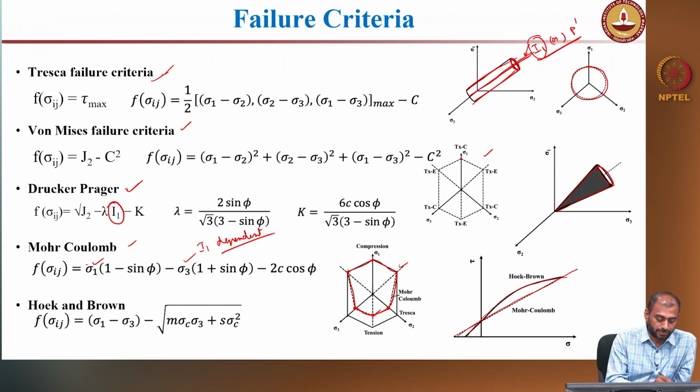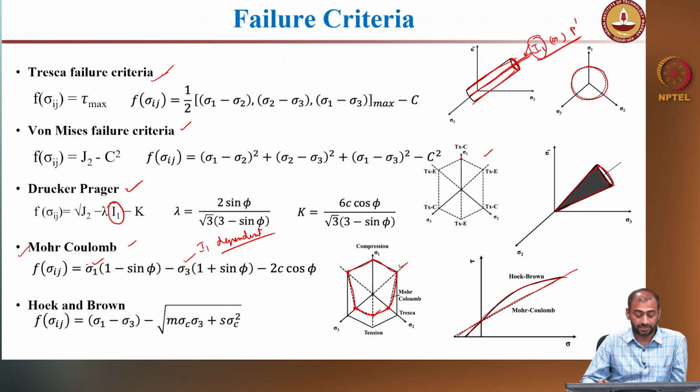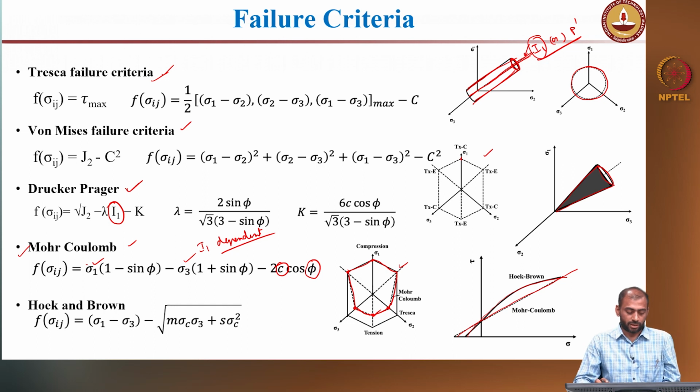So, again, you all know that the Mohr-Coulomb failure criteria is commonly and extensively used in solving many boundary value problems because of its simplicity. You need to know only two parameters, C and phi, in order to model this failure response, right.